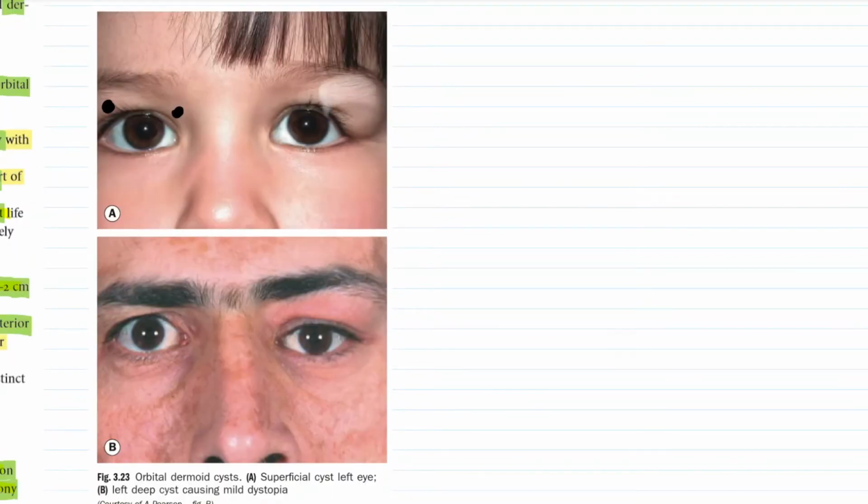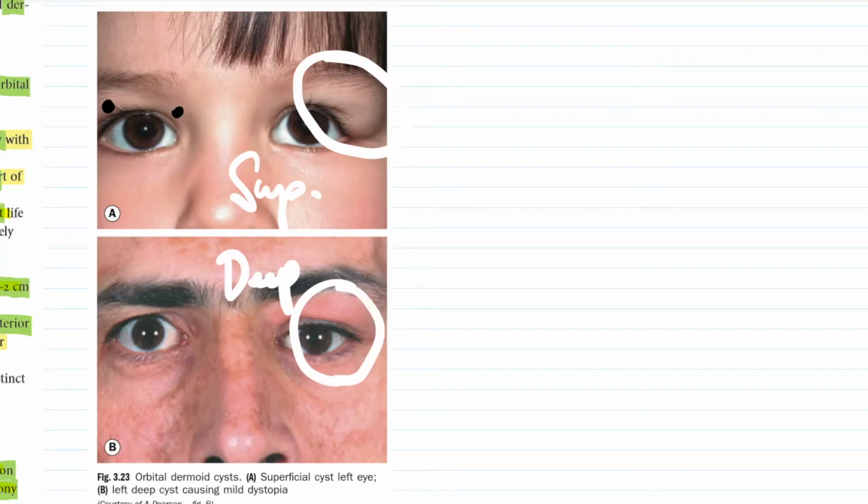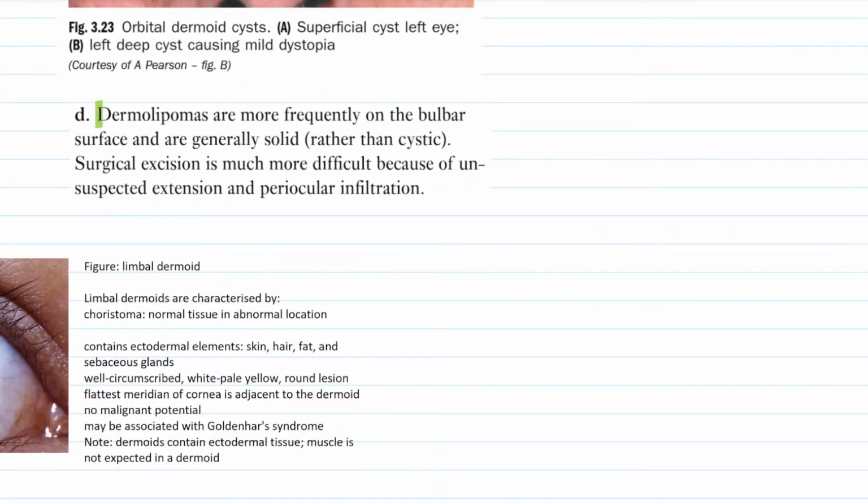This is where the orbital dermoid cyst is seen. This is a superficial dermoid. Now this is a deep dermoid that is not so apparent superficially, yet you can see that there is some inferior dystopia and there is some protrusion in the superior part of the eye, and also there might be a proptosis here. Dermal lipomas are more frequently on the bulbar surface and are generally solid rather than cystic.